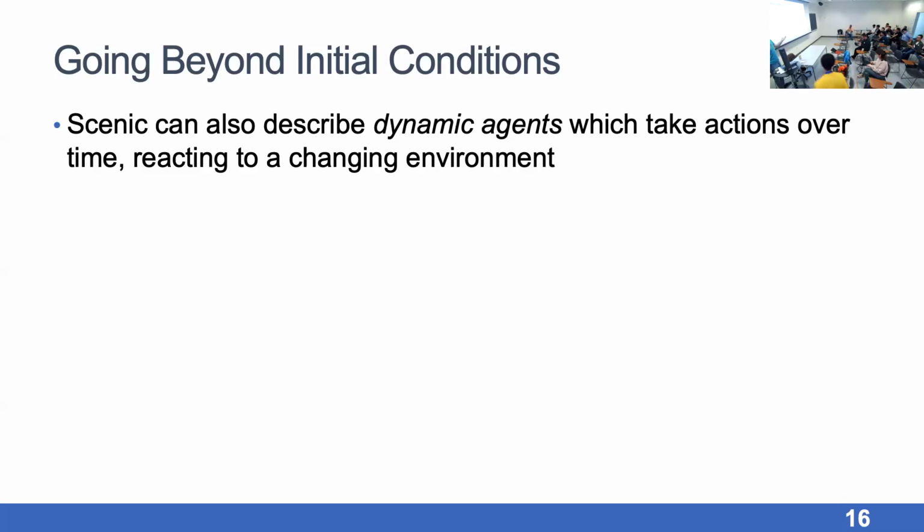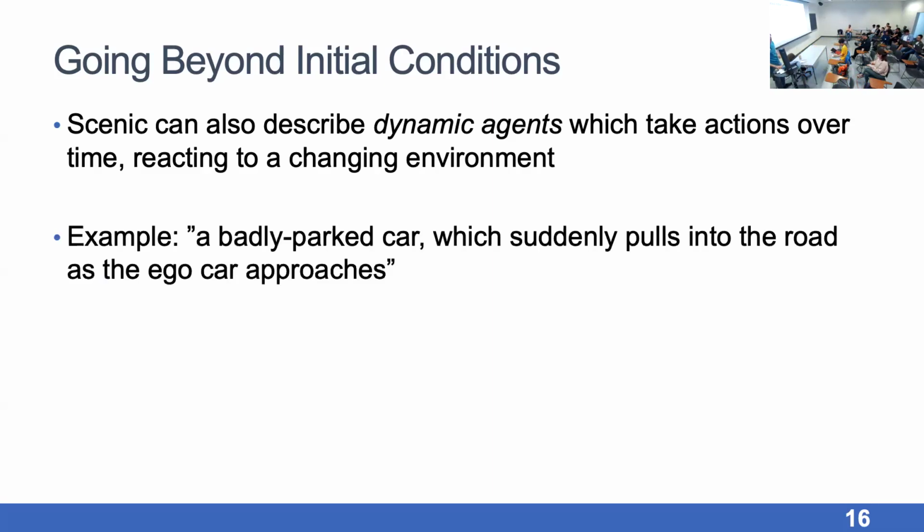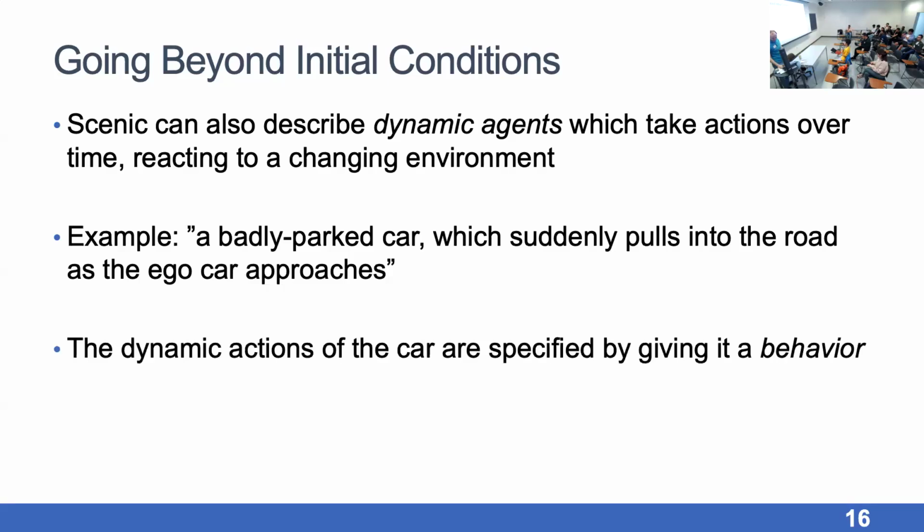You can define a policy saying, as a function of what's going on around, this is how the agent should behave. So, for example, we could extend that badly parked car scenario we gave before to say, now, not only is it a badly parked car, but as the ego car drives towards it, it suddenly pulls into the road. This is the kind of thing we'd like to encode.